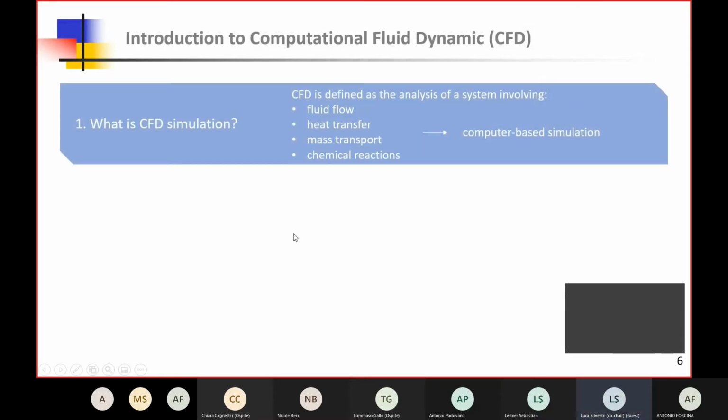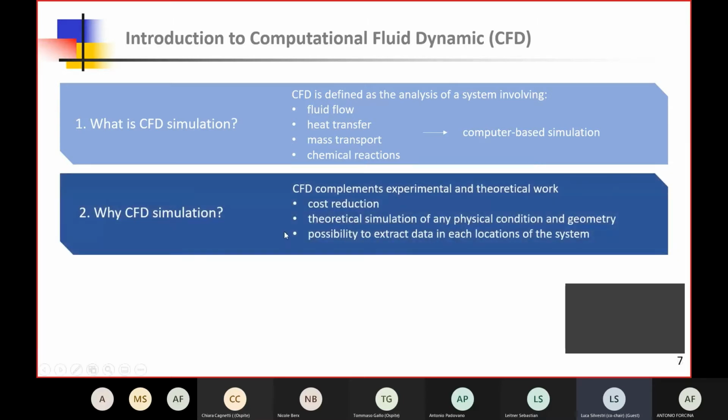I would like to introduce you the computational fluid dynamics CFD through 3 questions. The first question is, what is a CFD simulation? CFD is defined as the analysis of a system involving fluid flow, heat transfer, mass transport, chemical reactions through the computer-based simulation. The second question is why CFD simulation?